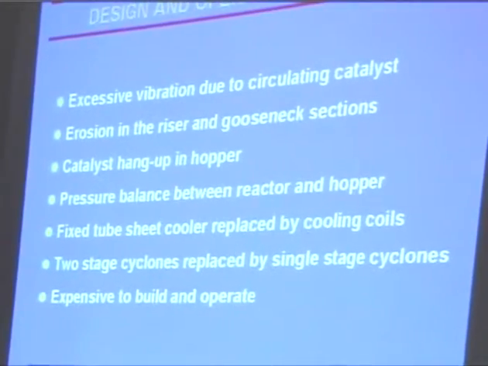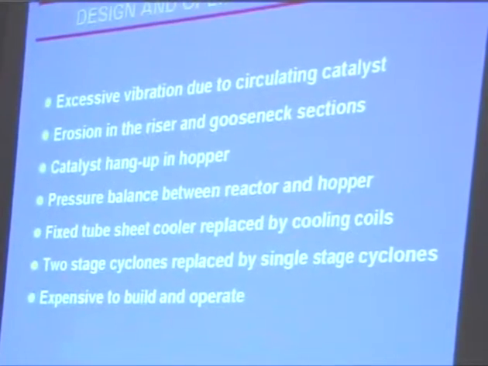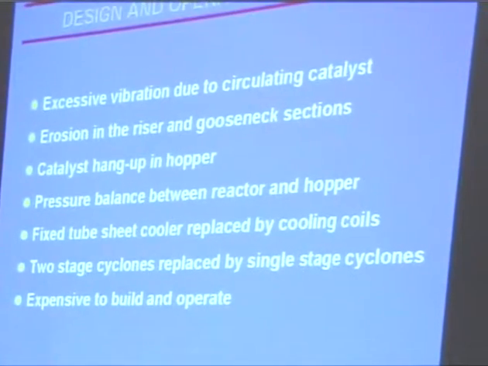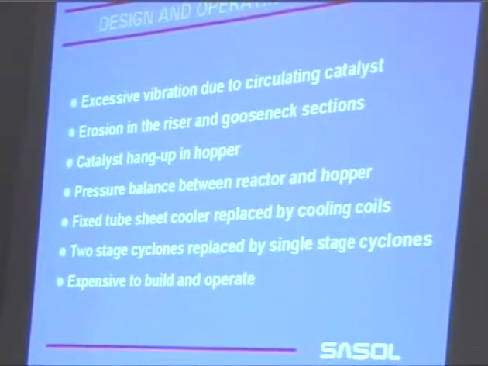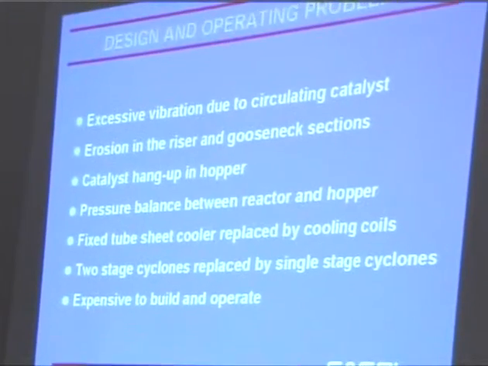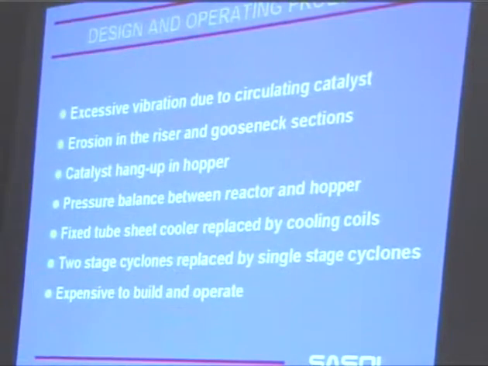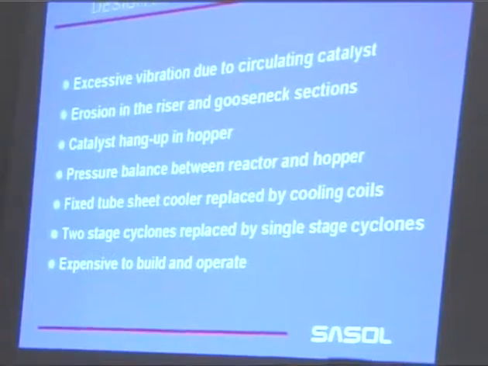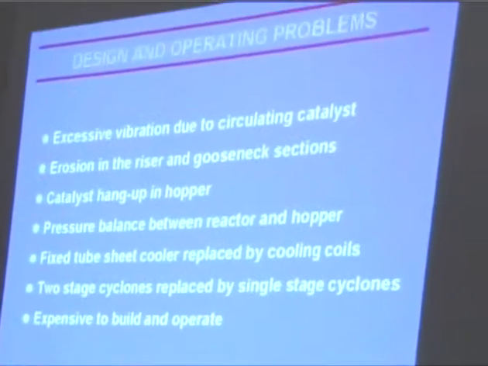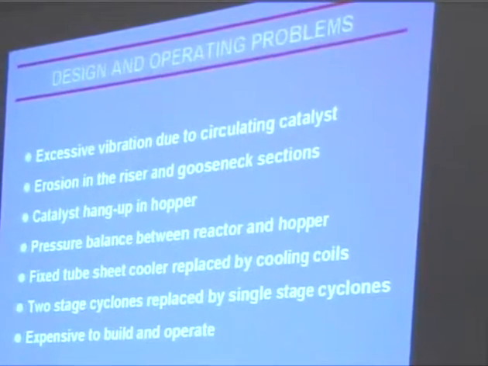A big problem was catalyst hang-up in the hopper, or rat holes, so that we could not recover the pressure drop particularly. That was solved by changing the angle of the hopper, and you've seen some of the diagrams where the angle was changed from 60 degrees to 80 degrees to overcome that problem. I've already spoken about the pressure balance. Very important, if you look at the original design, there was a fixed tube cooler inside, actually two of them. And the catalyst and the gas were on the tube side, and the cooling was obviously on the other side, and it was oil cooled, it was not steam cooled.